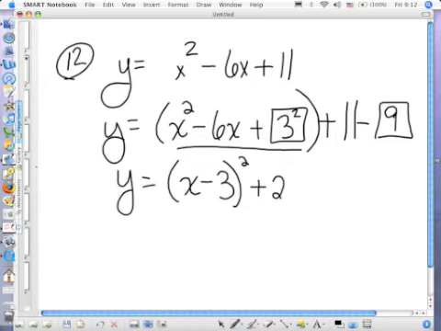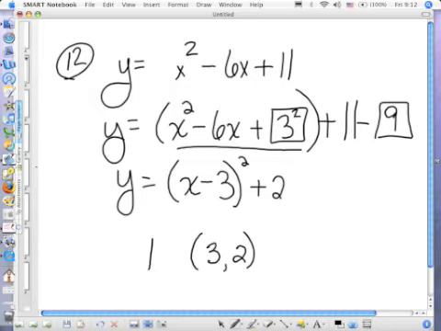We can clearly see the vertex. The vertex of this is what? 3, 2. Positive 3, 2. Remember, the equation says x minus the x-coordinate. So if the minus sign is still there, then the x-coordinate is positive. Is this an up and down or a left and right parabola? Up and down. More specifically, which direction?